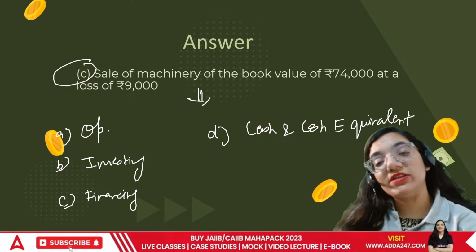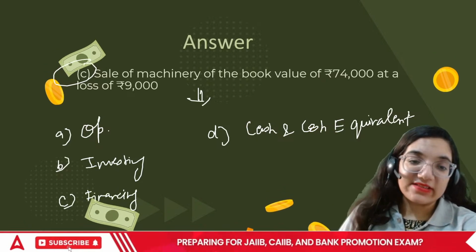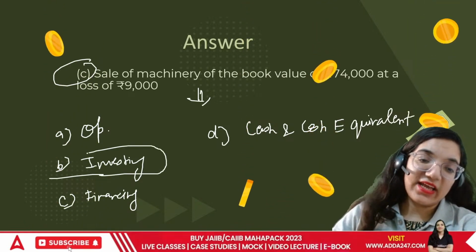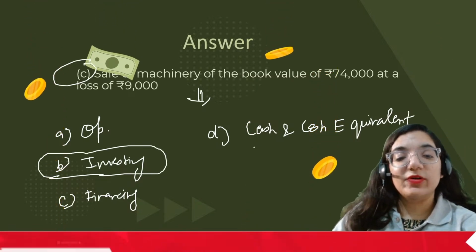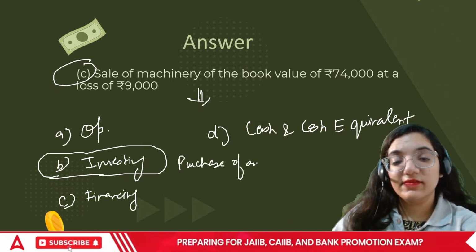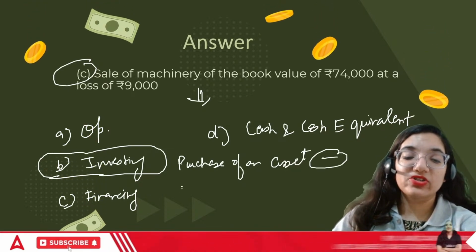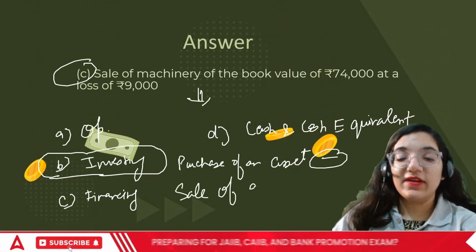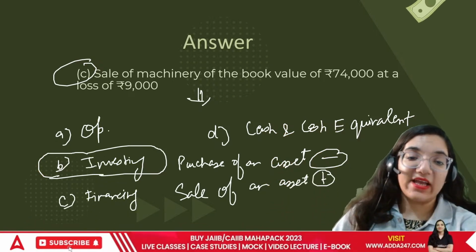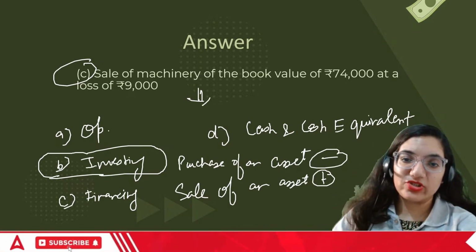If you sell a machine and then you get something, you're selling a machinery, na? So you're losing a particular asset. When you're losing an asset, it would be called an investing activity. Okay? Purchase of an asset is minus or outflow of cash. Sale of an asset is plus inflow of cash. Okay? So now let's move on and talk about the next question.